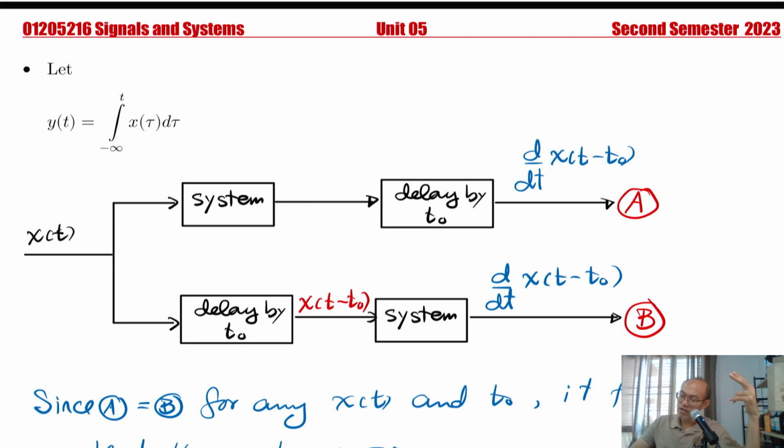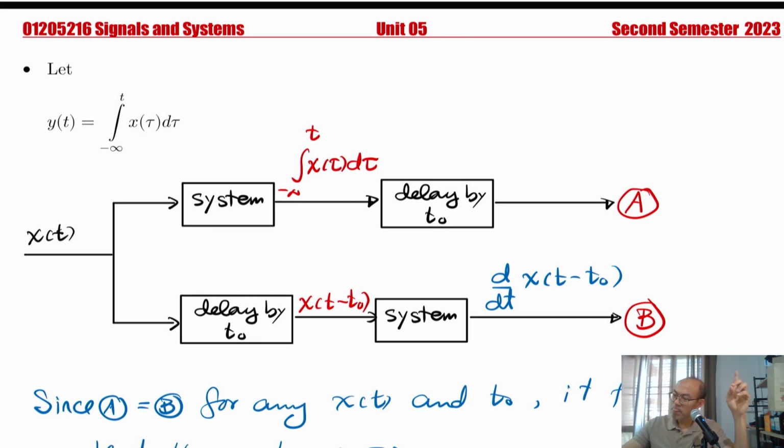I'm checking it now. I'm not defining x to be anything, I'm just putting x as anything. Once I put x into the system, what the system does is integrate it up to time t, x of tau d tau. And then it will delay by t0. To delay by t0, you have to look at where the t is. There is only t here, so I'm just gonna plug in t minus t0. That's it.